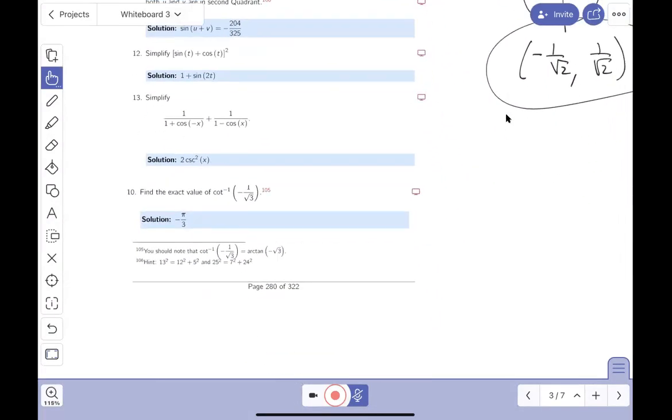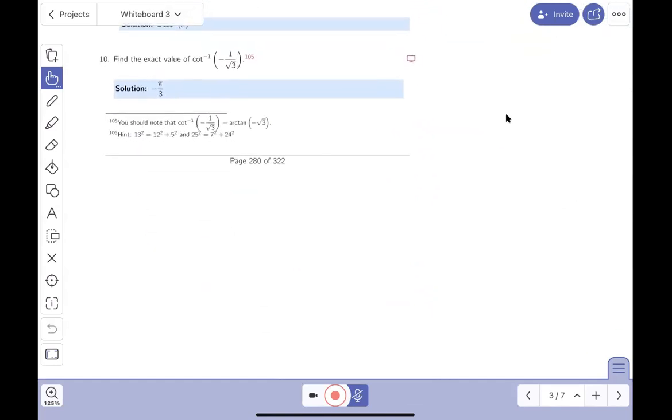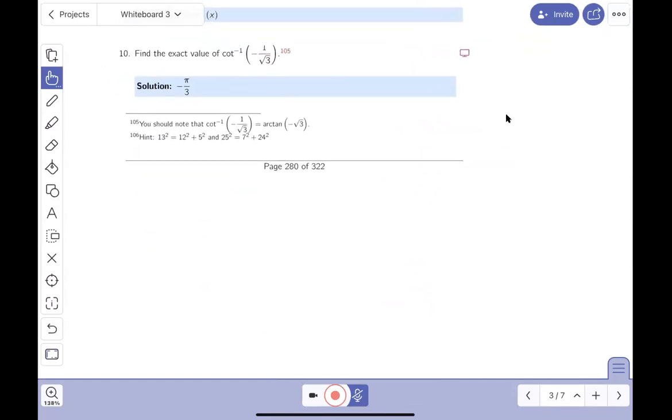Over here, next to the footnote, it says, find the exact value of the arc cotangent of minus 1 over root 3. Let's read the footnote. That's 105, right? They said, you should know. I'm going to write this down. Maybe they're going to help me. Maybe they're going to deceive me. Who knows?